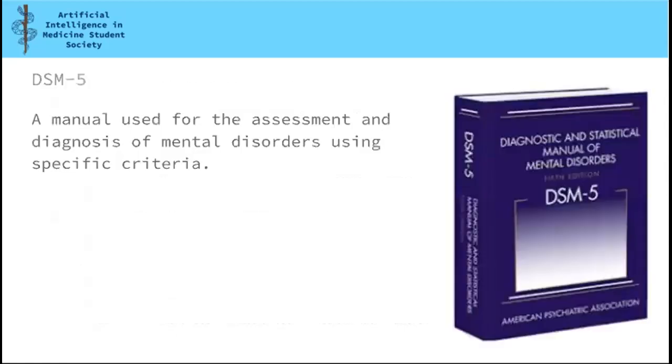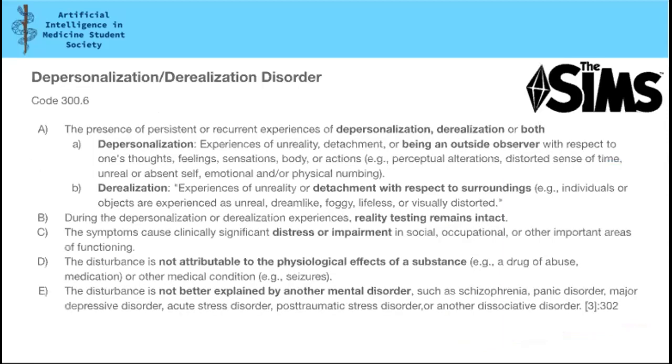In terms of diagnoses, there's this very great manual called the DSM-5, which stands for the Diagnostic and Statistical Manual of Mental Disorders, and it's the 5th edition, so DSM-5. And it's mainly used for the assessment and diagnosis of mental disorders. And it's using very specific criteria, and I'll show an example of this later on. But one very important thing to note is that these mental disorders, they're just descriptions of the mental disorders. There's no information or guidelines on how to treat the mental disorders. And this is an example of what a DSM-5 entry would look like.